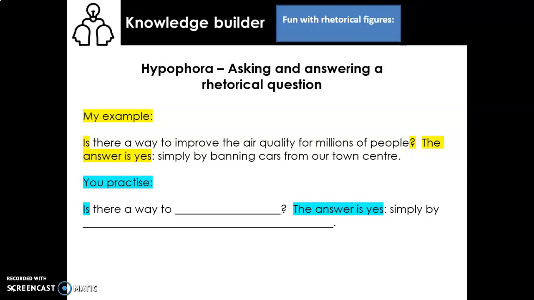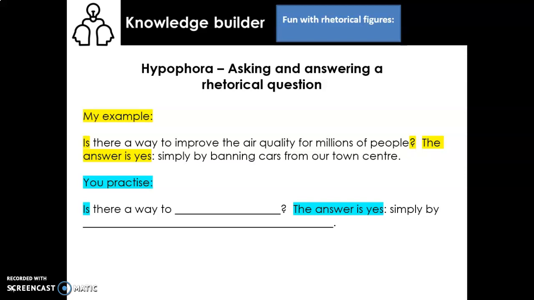So, is there a way to improve the air quality for millions of people? Oh, look, I've posed my rhetorical question. I've got my question mark showing that it's clearly a question. I've got my "is" framing the question. And here comes my answer. The answer is yes, simply by banning cars from our town centre.